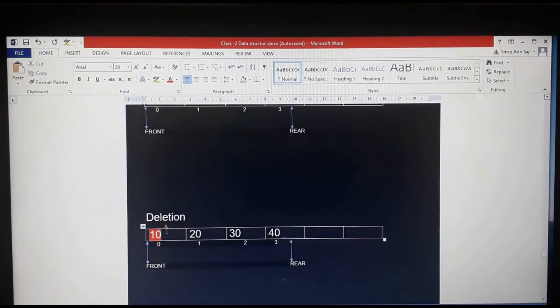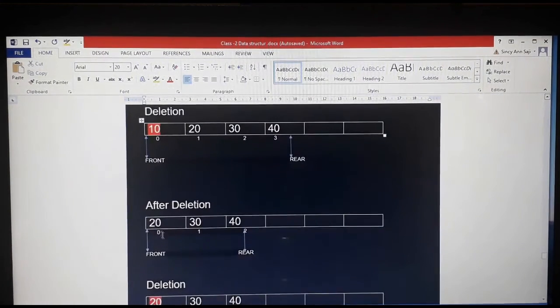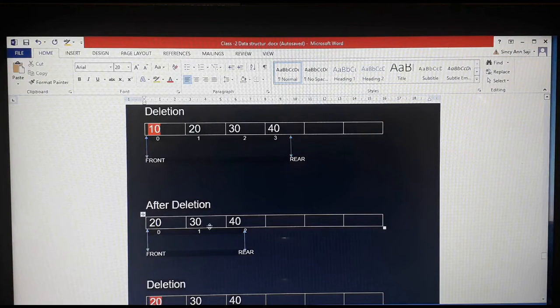Now, when I delete, this is first in first out, so the first element will be deleted first. I am going to delete the first element. Now, the rear pointer is here. When I delete 10, after the deletion, see that my queue is like this. That means 20 is shifted to here, 30 is coming over here and 40 is coming over here. And the front pointer is now pointing to the 0th location. See, once again check it. Now I am going to delete 10.